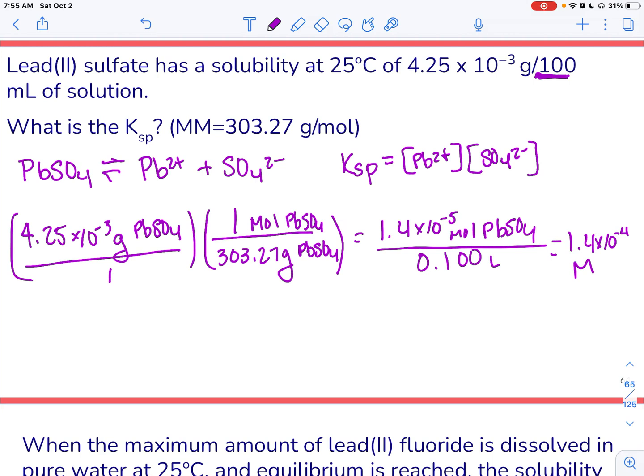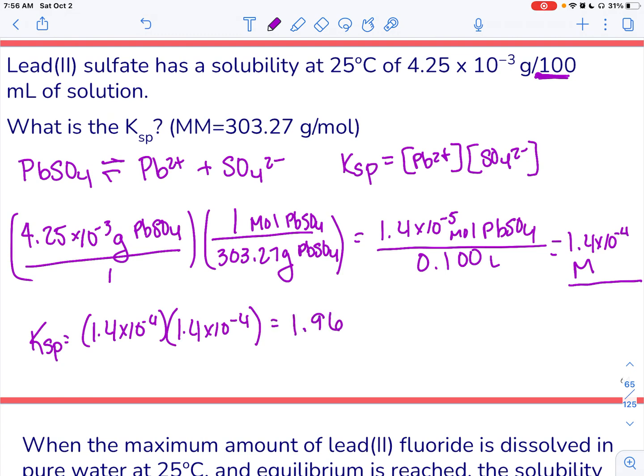this molarity of PbSO4. Now what's nice is this molarity is also the molarity of our lead 2 plus and our sulfate because all the coefficients in our balanced equation are 1. So if the ratio is 1, then the molarity is the same for all of them. Okay, so all we have to do is plug this into our Ksp expression for lead and sulfate. And then that gives us this.